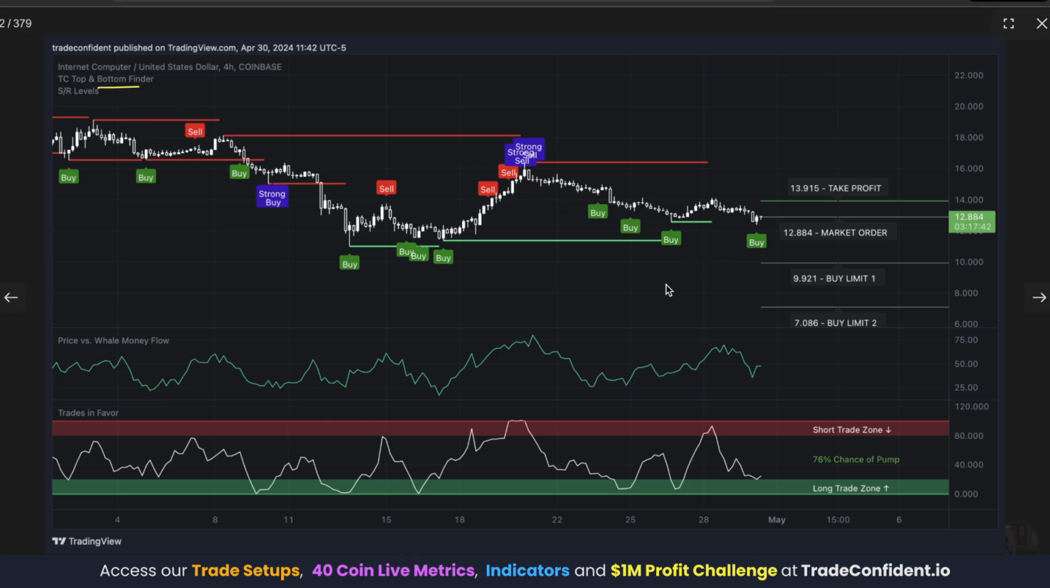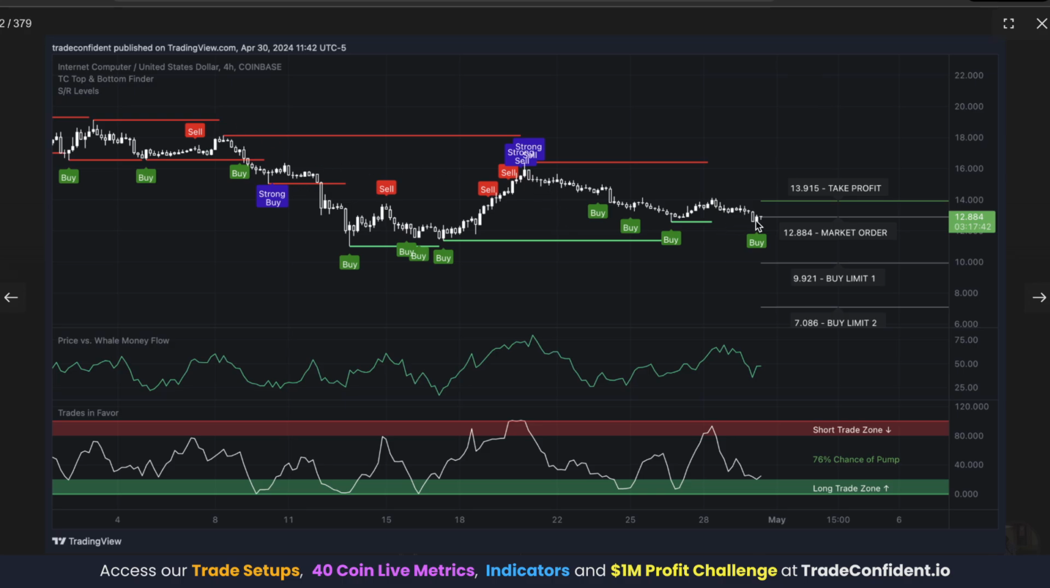The way our risk management works here is we split our investment into 3 equal parts. The first part goes into a market order, so we have money in the market. The second part goes into buy limit 1, and the third part goes into buy limit 2. Once all buy orders are set up, we set our take profit, in this case 8% above our market order. And you can do all of that within the settings of the TC top and bottom finder.